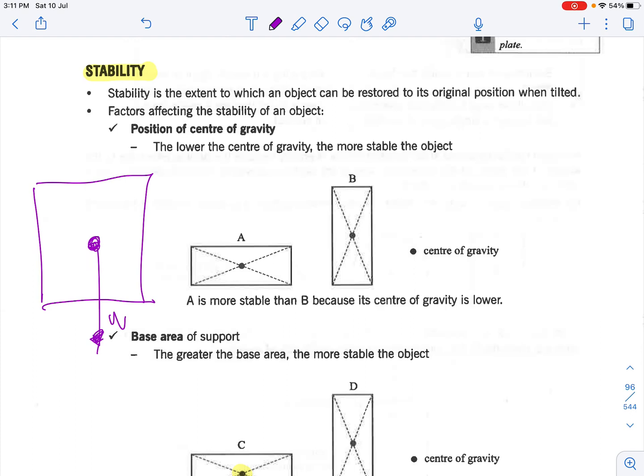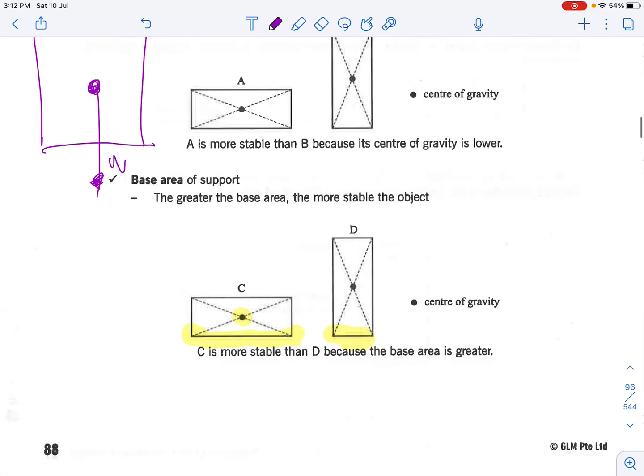So for something to be very stable, your center of gravity tends to be as low as possible, nearest to the floor, so that this will allow the whole object to be stable. There's a saying that very tall people tend to fall down easier. When you push, the person will fall down easier as compared to someone who's very short, because tall people have a higher center of gravity as compared to short people.